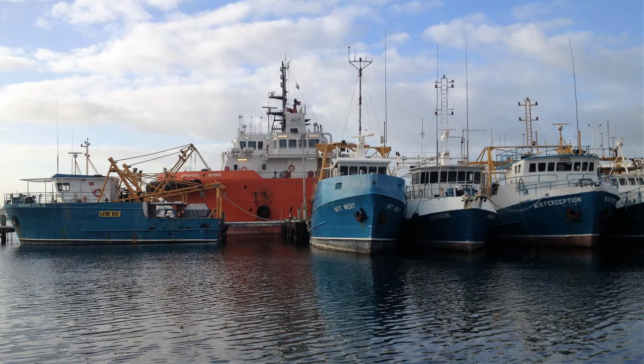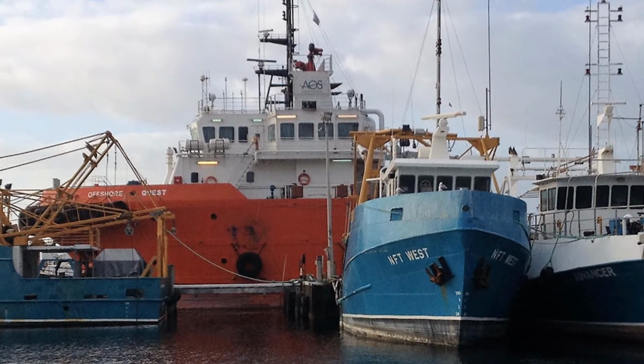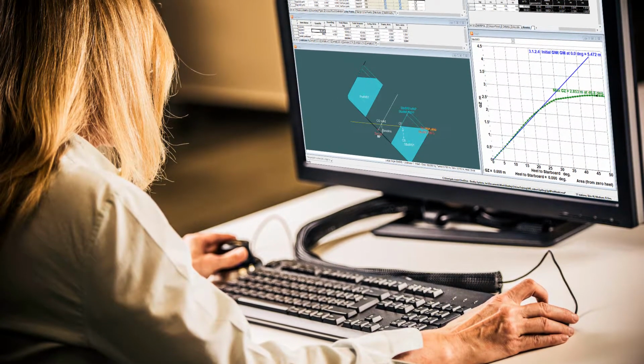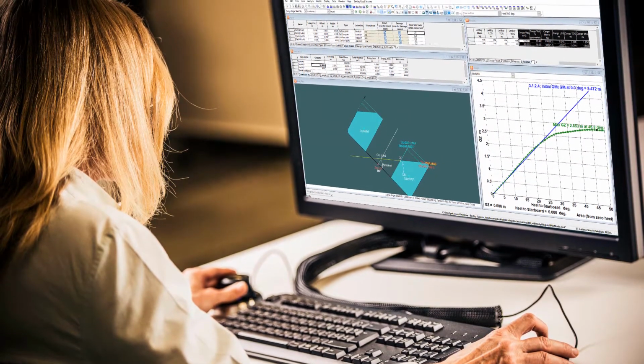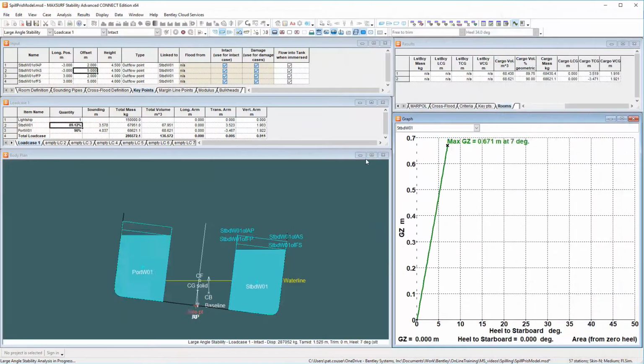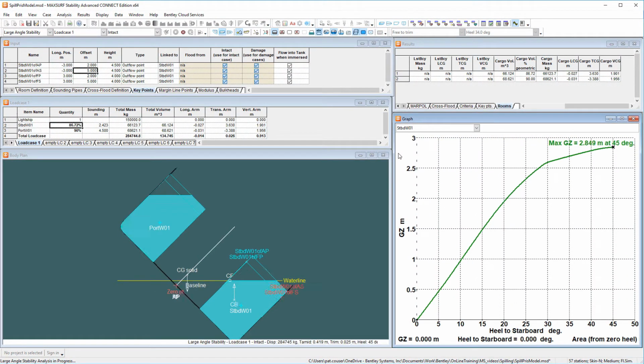Wondering how you can simulate spilling from tanks using MAXSURF? For example, can you account for spilling from open-topped fish holds? Using the spilling tanks capability in MAXSURF Stability, you can model spilling liquid cargo or ballast from tanks.